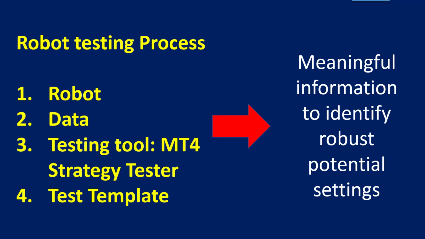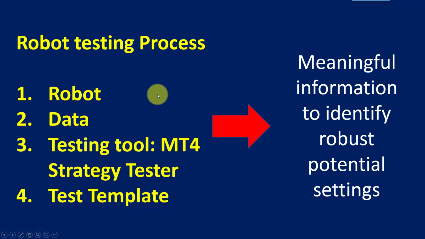So the robot testing process is actually a very simple one. Basically, you would have a robot. That's so easy to have. You would then have data that you test the robot on, and then you'd use a testing tool, something like the MT4 strategy tester. And then the key element is to have a test template. In other words, you put the test template, and I'll show you how it works, in the tester, and you run that robot over a certain amount of time on that data that you have.